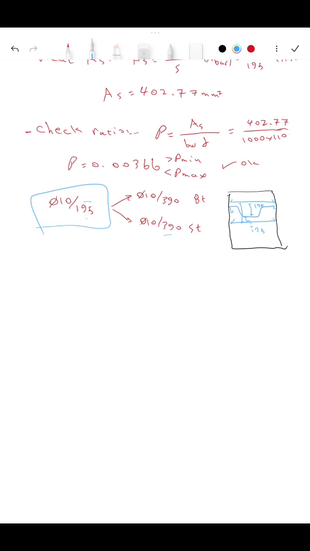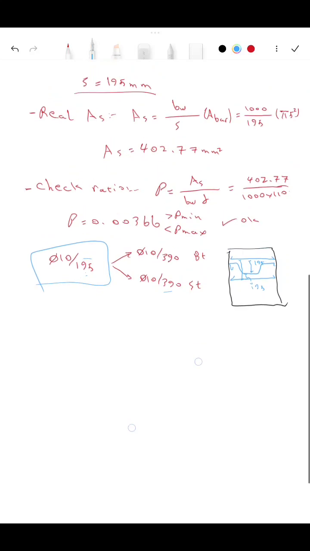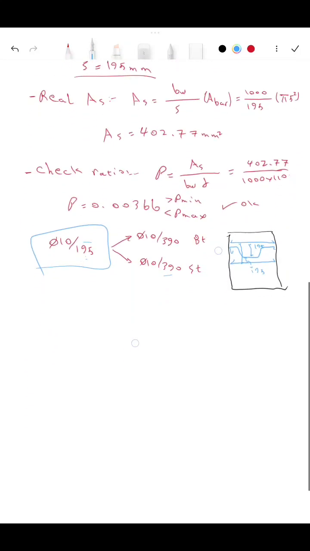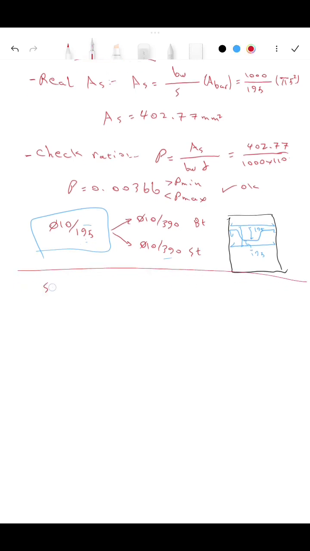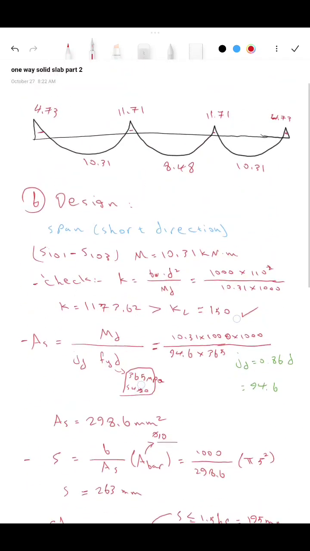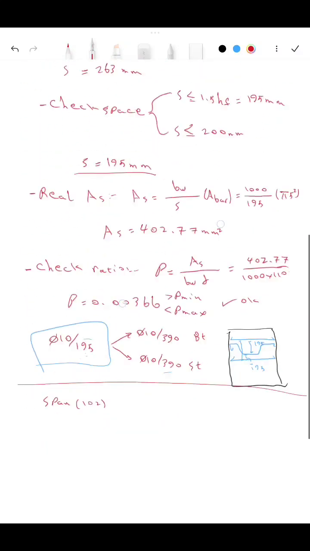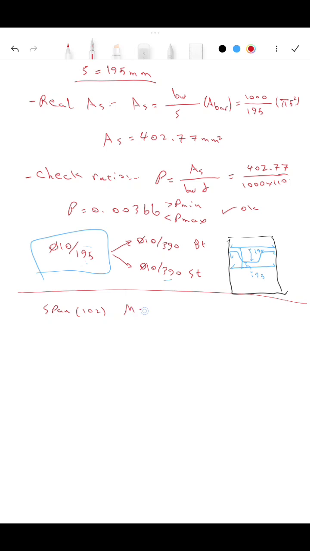Okay, now we are done with spans 100, 101 and 103. Then we will go to span 100, 102. So the moment equals 8.48 kilonewton times meter.